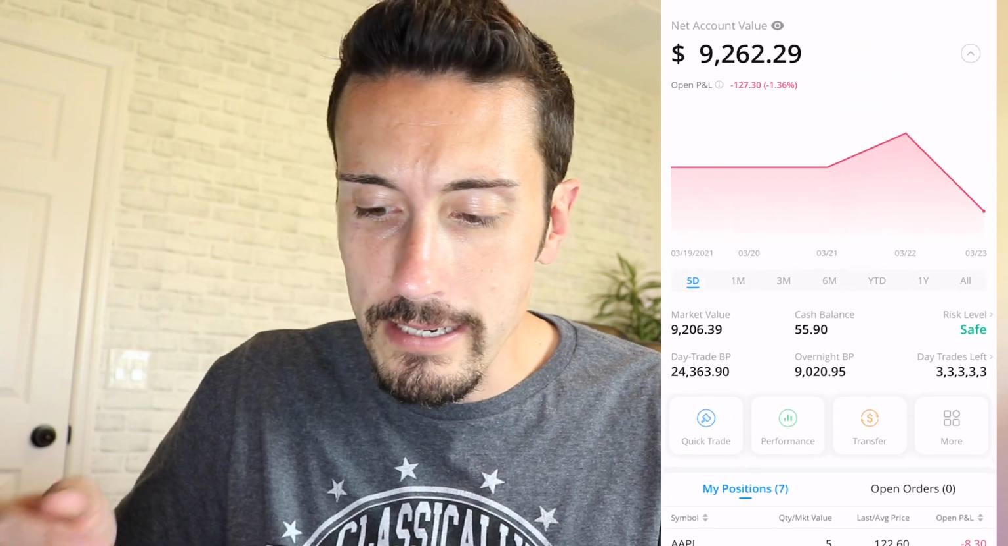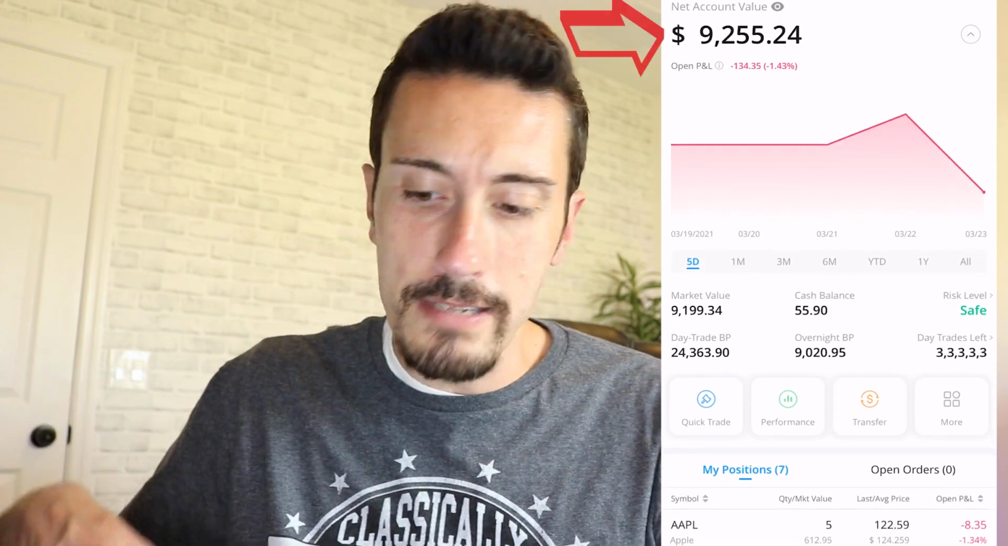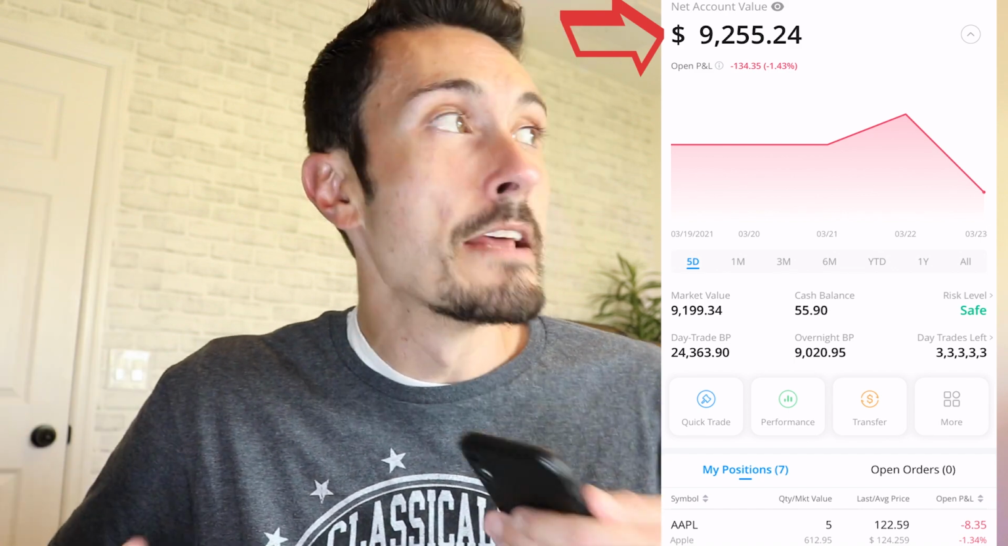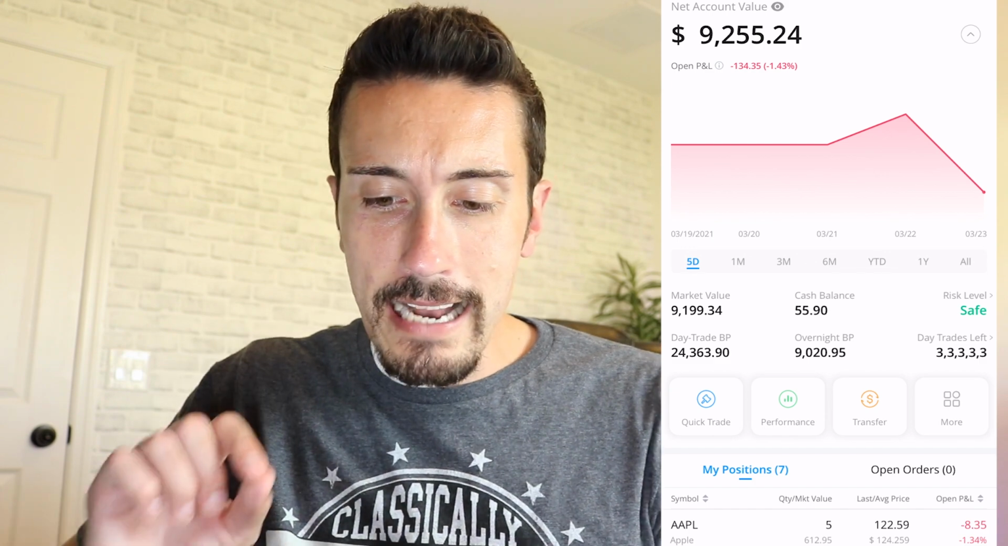But at the top, you can see it says net account value, and right now it's sitting at about $9,200. That number will fluctuate because, of course, the market fluctuates every single day, every single minute. But that's the net account value.